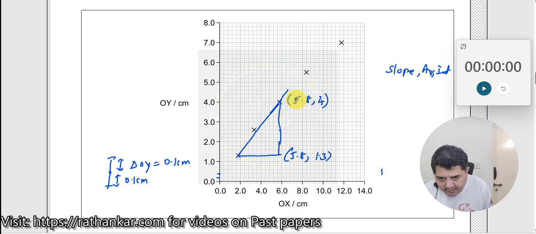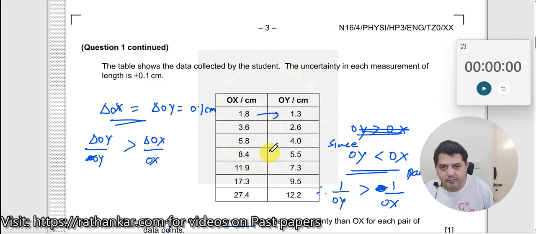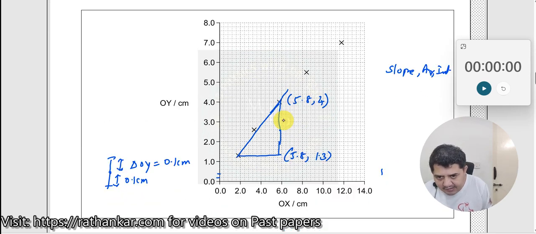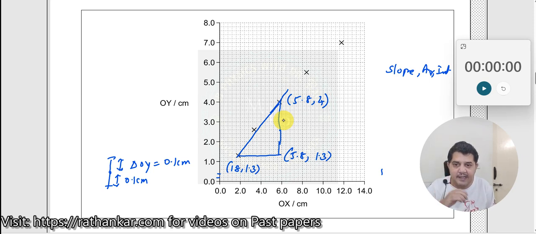In a similar way, if you look at this value 1.8, do I have an OX value equal to 1.8? You have 1.8, right? I'll take this value as 1.8 because I looked at the cross here. 1.8 comma, this height is nothing but 1.3, right? This height is 1.3. I have written this. Now the coordinates are written. I need to find the slope.